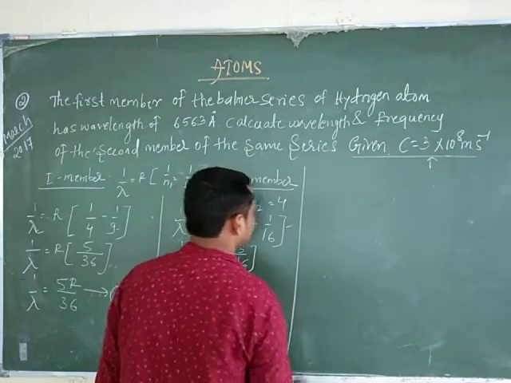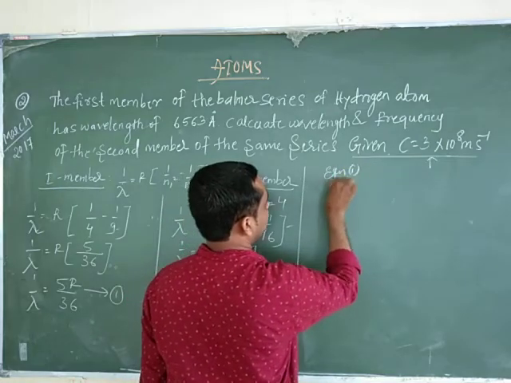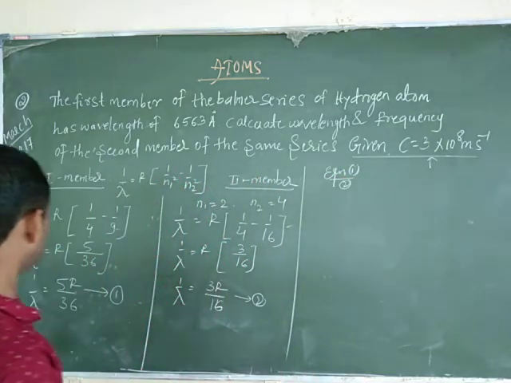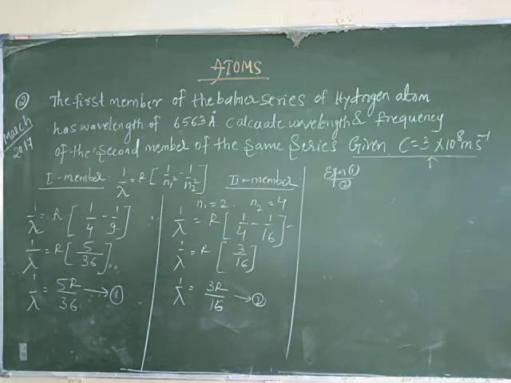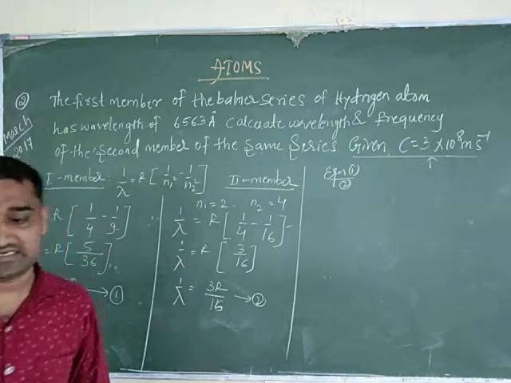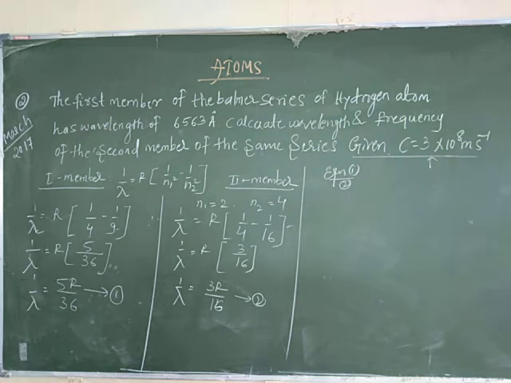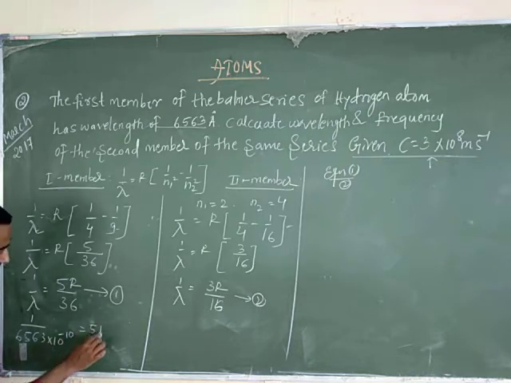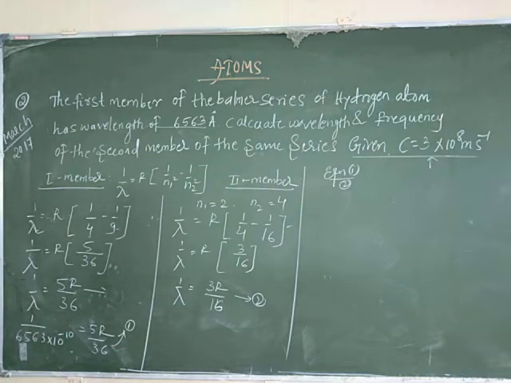Now divide equation 1 by equation 2. So 1 by lambda is equal to 5R by 36 and 1 by lambda is equal to 3R divided by 16. The value of lambda is given here for the first member of the Balmer series, that is 6563 angstrom. So 1 divided by 6563 into 10 to the power minus 10 is equal to 5R divided by 36. Call this equation 1.